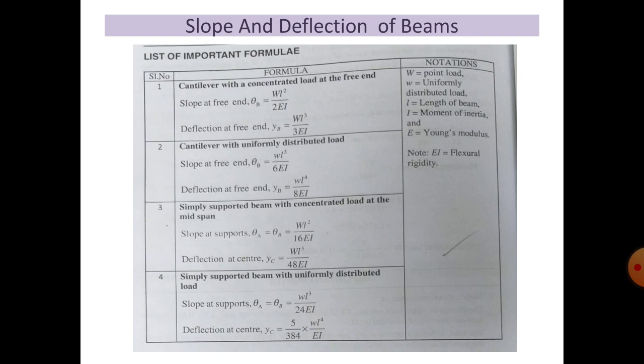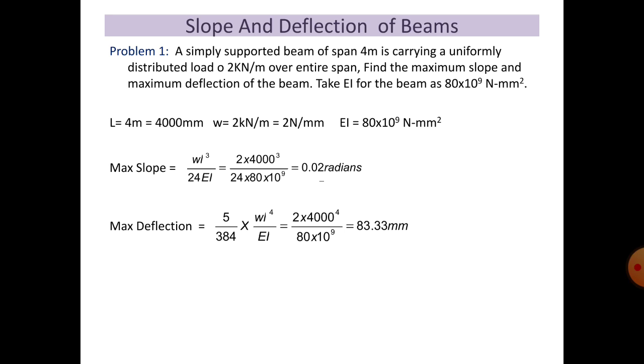Okay, next we'll try to solve a problem here, right? A simply supported beam of 4-meter span is carrying a UDL of 2 kN per meter over the entire span. Find the maximum slope and maximum deflection of the beam. Take EI of the beam as 80 into 10 raised to 9 Newton mm square.